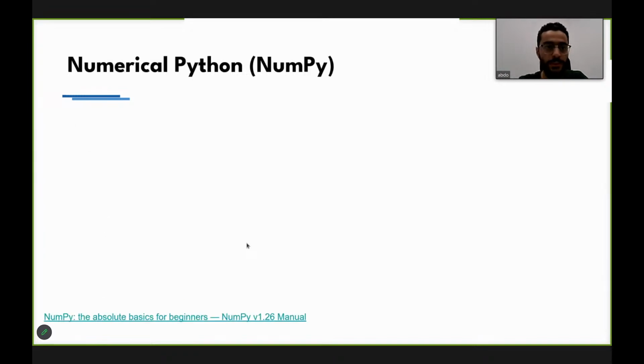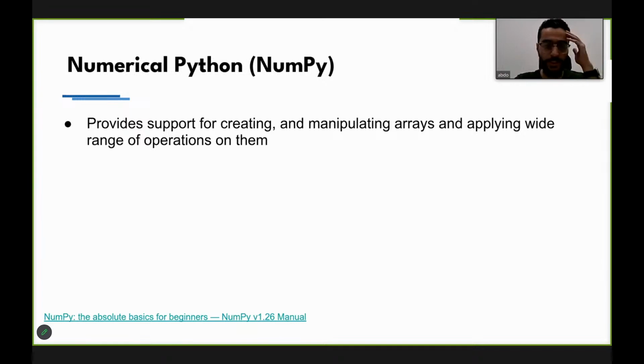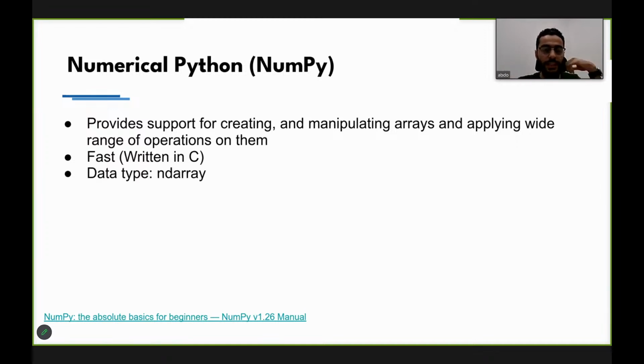All right, so let's start with NumPy. NumPy provides support for creating and manipulating arrays and applying a wide range of operations on them. You can do dot product, you can invert a matrix, you can do a lot of stuff. Whatever you need to do with a matrix, you can do it with NumPy arrays. And it's fast compared to normal Python because it's written in C and just wrapped with a Python wrapper. The data type it uses is called ndarray.